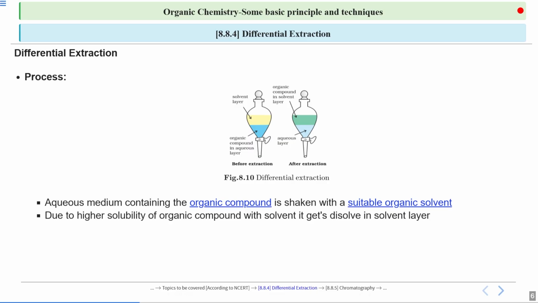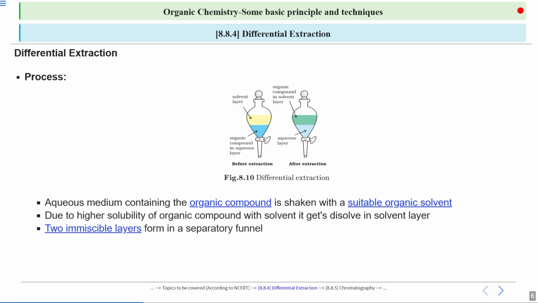After that, you know very well that the solubility of the organic compound is very high in the solvent, so it will dissolve in the solvent layer. This is the important part, so again I am repeating it. First you took the organic compound in the aqueous form, and you placed another layer of a suitable solvent which has a higher solubility for the organic compound. Now you shake this apparatus. What will happen? The organic compound from the water will dissolve into the solvent.